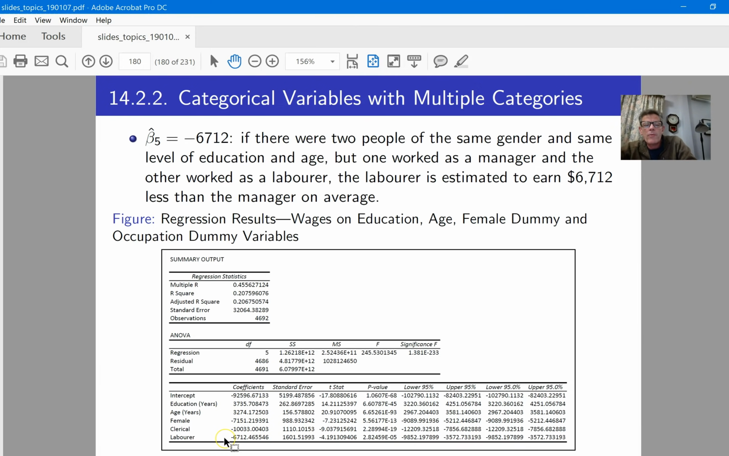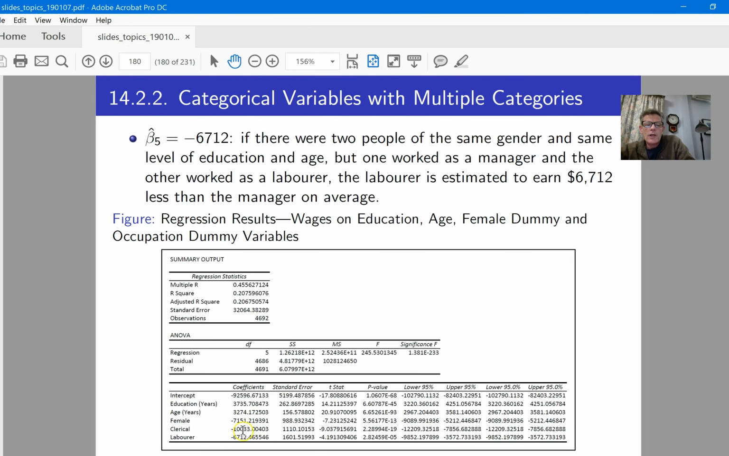Now let's take 2 people. One's a manager and one's a labourer. The labourer will earn $6,700 less than the manager. Okay, so in each case, these dummies here equal 1 for this category or 1 for this category. They're compared with the base category, which is managers in each case.